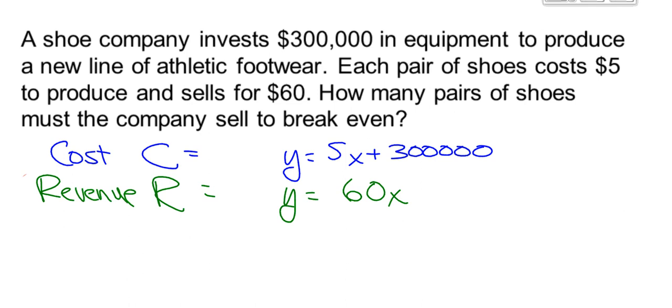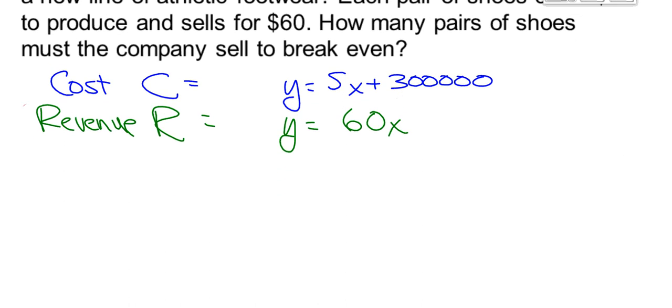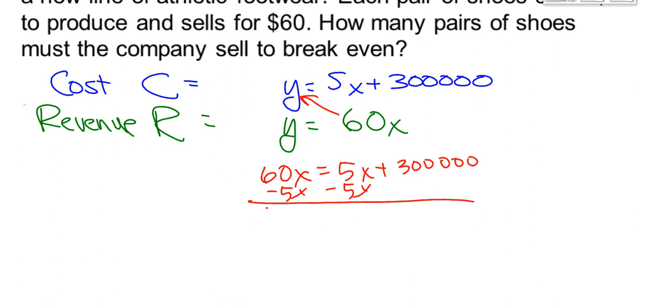So how would you figure this out? Plug 60x in for y on the top one. So 60x equals 5x plus 300,000. Then we subtract 5x from both sides, and we get 55x equals 300,000. I think I have the right number of zeros.